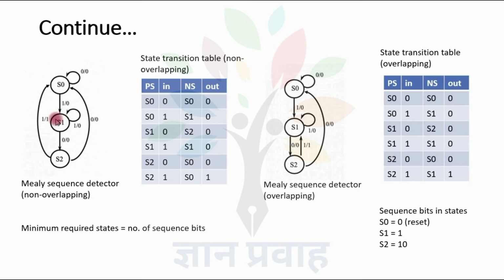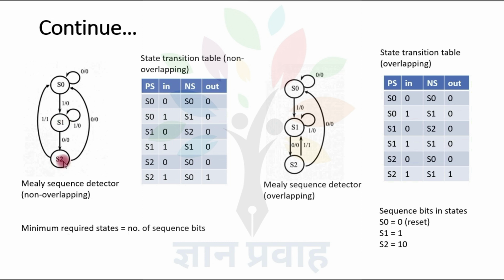At state S1, when we receive input bit 0, that is the next sequence bit for making the sequence 101. It means the state will change and the next state will be S2. So here input 0, output 0. At state S1, when the input bit is 1, then the sequence will be 1 and 1. It means it is not in the order of our desired sequence. It means the state remains the same, or the next state will be S1.